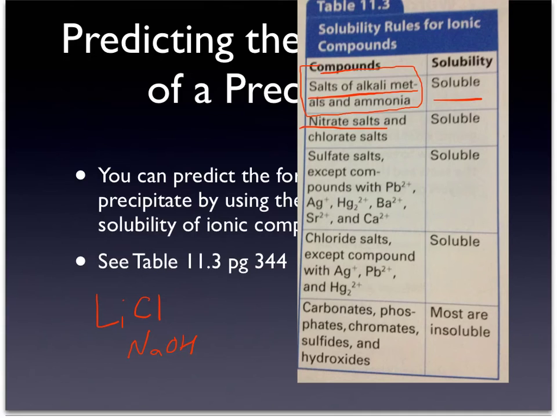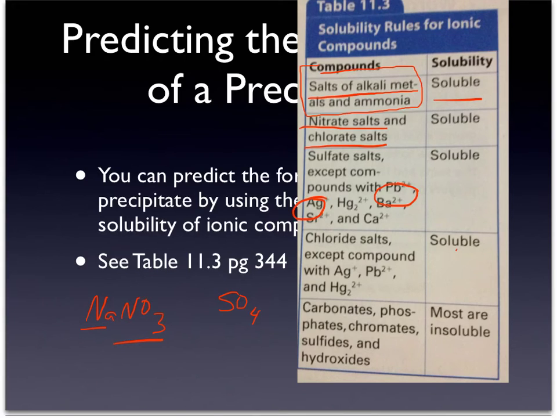Same thing with nitrates and chlorates. So you see anything that is ending in an NO3. Okay? So if I've got something like NaNO3, nitrate, must be soluble. Chlorates, soluble. Even this one you'd know because the sodium is soluble. Okay? And then we come to the sulfate salts. Remember, sulfate is SO4. So things that have sulfate in them are soluble except for these.